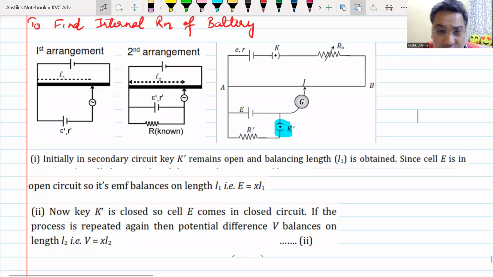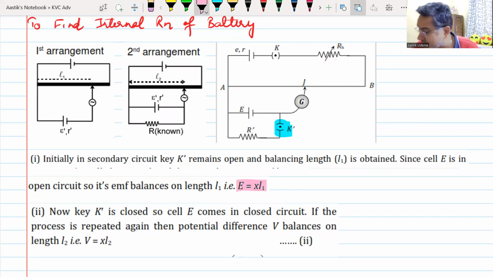In the first case, you are going to calculate the balancing length. Let me call that balancing length L1. That balancing length will be equal to the EMF of the battery, yes or no? The battery may have some internal resistance. The internal resistance is not drawn, I'll just draw it. In the first case, the null point which comes will be equal to the potential difference across the battery because only the battery is in the circuit. Yes or no? Yes, sir.